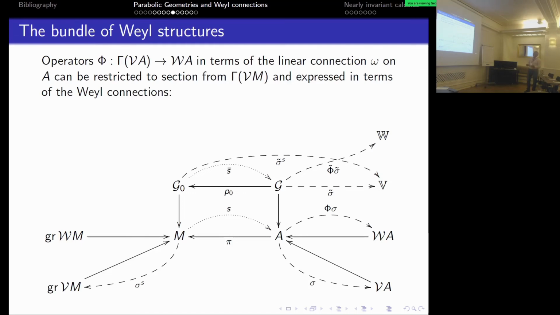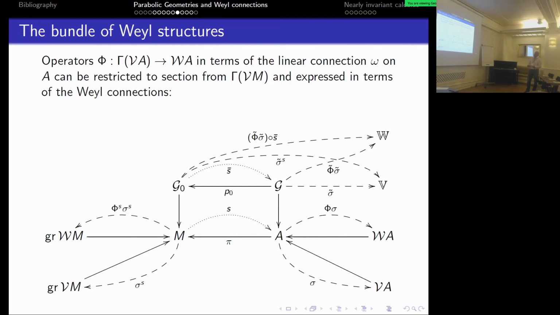And composition that with that. And then I can also do the same with the operator. So here is the operator upstairs on the A. I restrict it to the sections on M downstairs. And I should get something here, right?